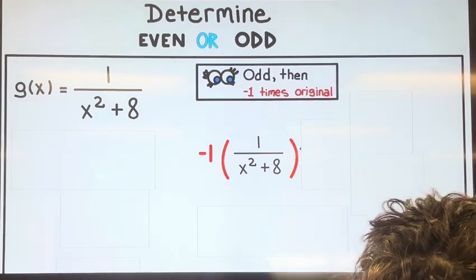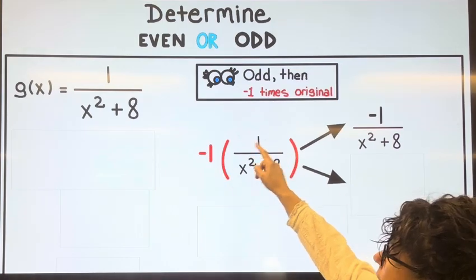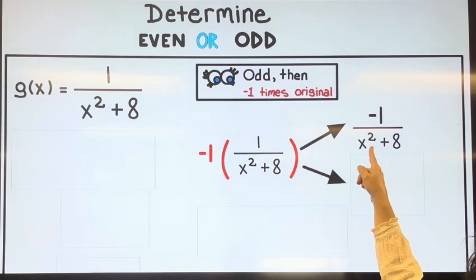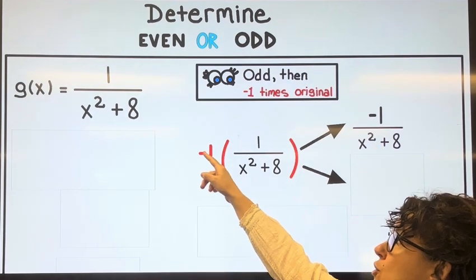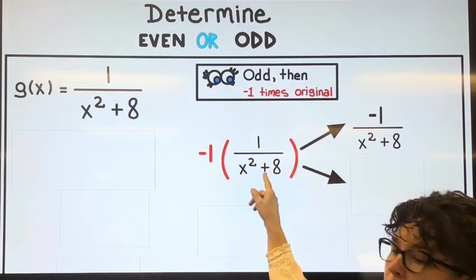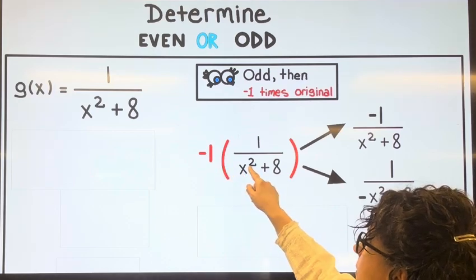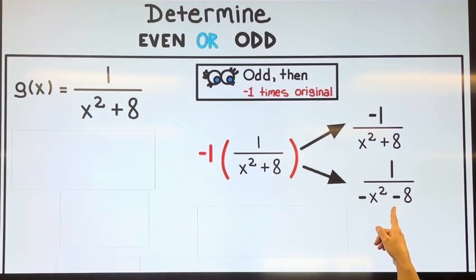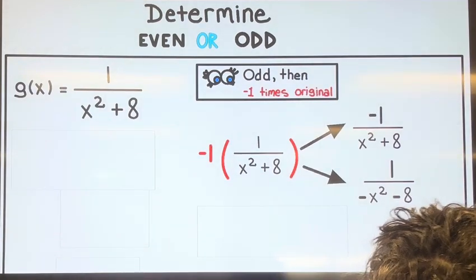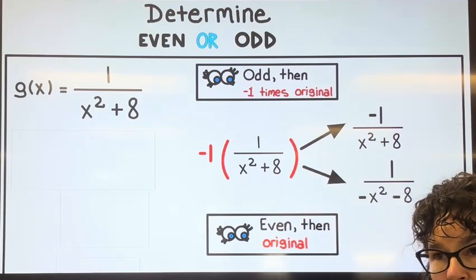If I decide to distribute the negative through the numerator, -1 times 1 is -1 over the denominator. If I decided to distribute the -1 through the denominator, -1 multiplied by this denominator would be -x squared minus 8. And if this ends up being even, then we're looking for it to look exactly like the original.